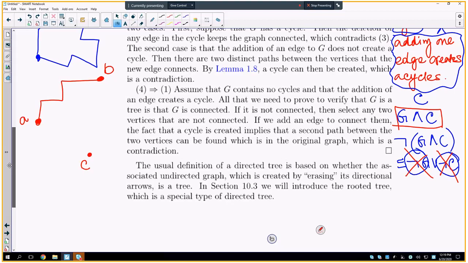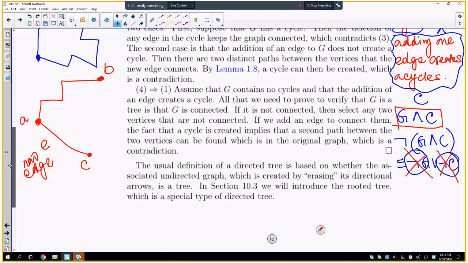Then what I'm going to do is just add an edge between A and C. So this is my new edge. I'm going to call it E. I just added a new edge, E. From the picture, it is clear that I did not create a cycle. But remember, property 4 also told you, if you add an edge, then you must have created a cycle. So what does that mean?